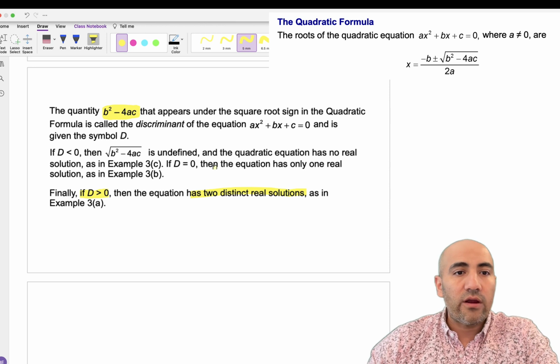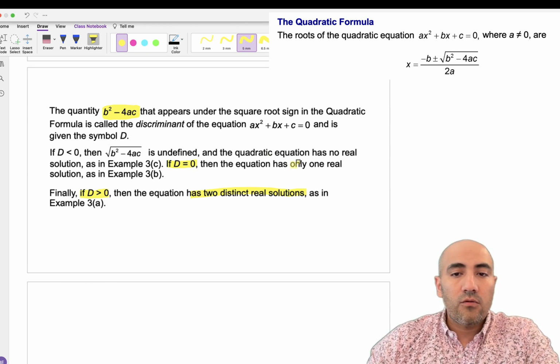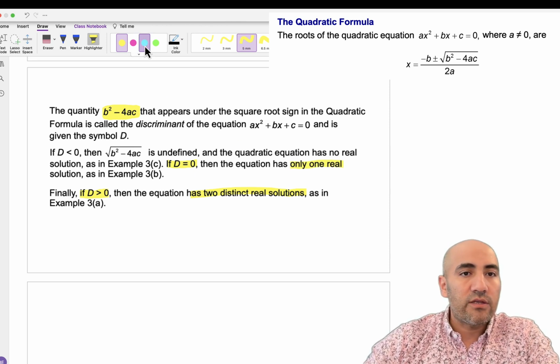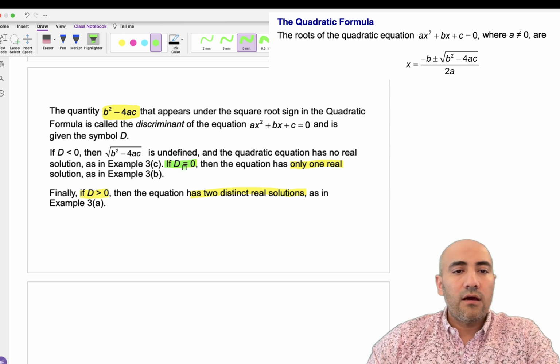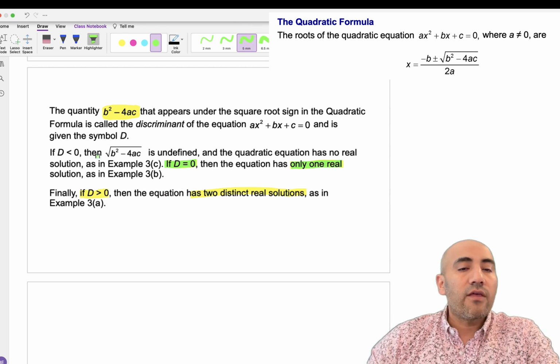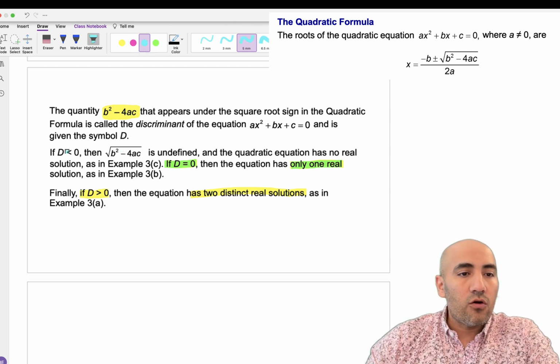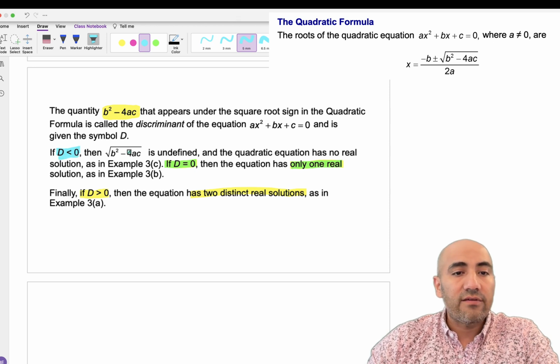On the other hand, there was a case where the discriminant equaled 0. If it equaled 0, that whole root becomes the square root of 0, and so we have plus or minus 0. Therefore, we only have one real solution. We saw that example as well. Let's put this one in green. So if the discriminant equals 0, there's only one real solution. If it's greater than 0, then it has two distinct solutions. On the other hand, as we saw in the third example, if the discriminant is negative, then we end up with the square root of a negative number, which is undefined. So if the discriminant is less than 0, then the quadratic has no real solutions.